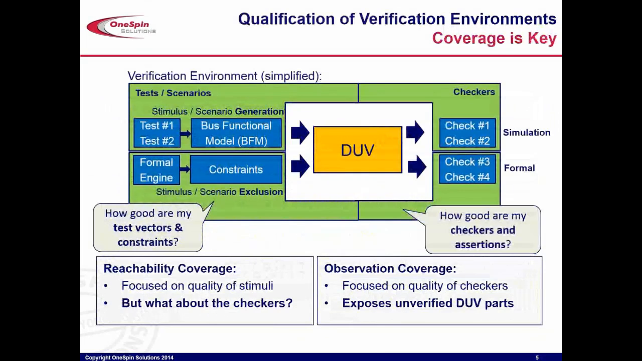Now, we have already seen in the previous talks that verification environments are pretty much built the same way. You always have some kind of stimulus generation. Informally, you take constraints as a substitute for that, excluding unwanted scenarios. And then you have some sort of checkers that will either be simulation checkers or formal assertions. And you can ask yourself, can you actually activate the design? What's the reachability coverage there? And the other question is, how good are your checkers or assertions? So what's the observational power of your verification environment?